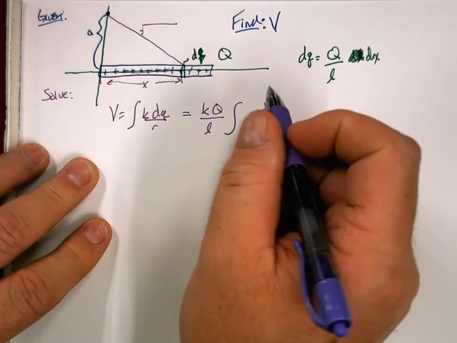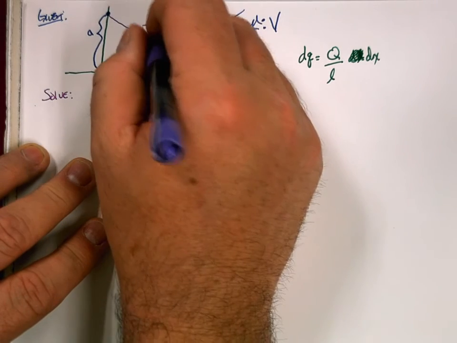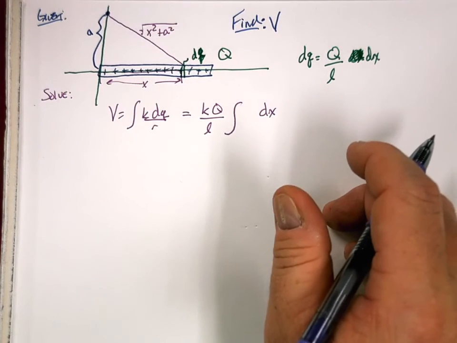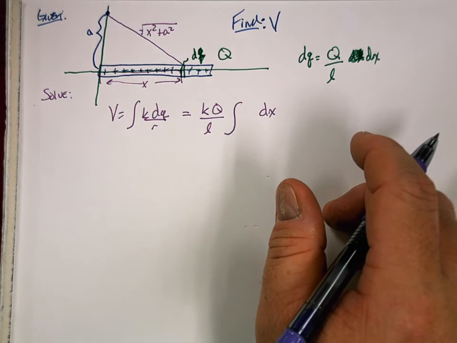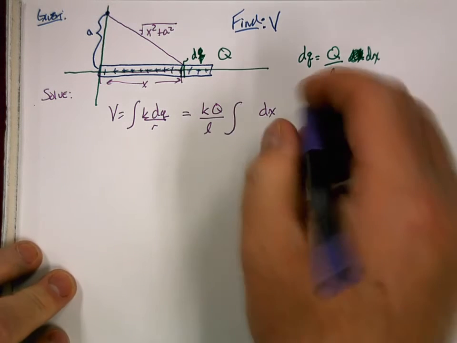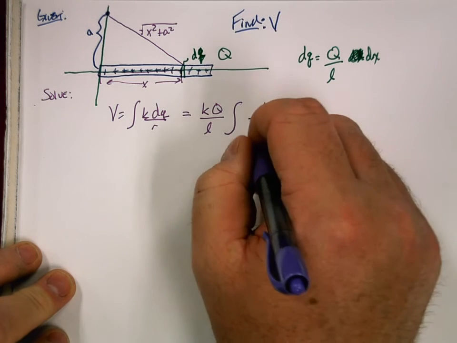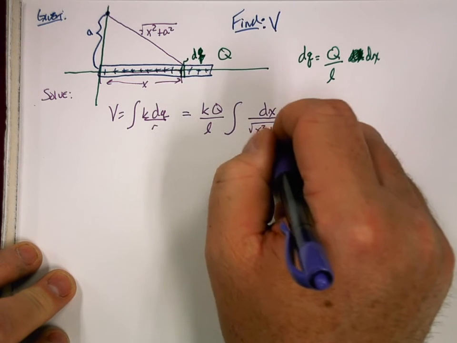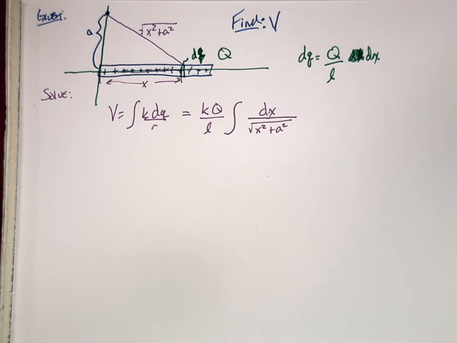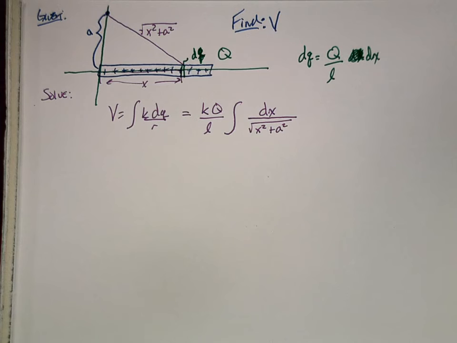Okay, that's our x. This is going to be x squared plus a squared again, right? But x is now a variable, so we can't just pull it out of the integral. This is the square root of x squared plus a squared. This is nasty.